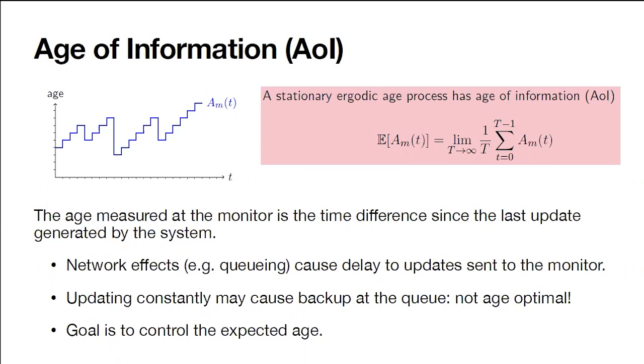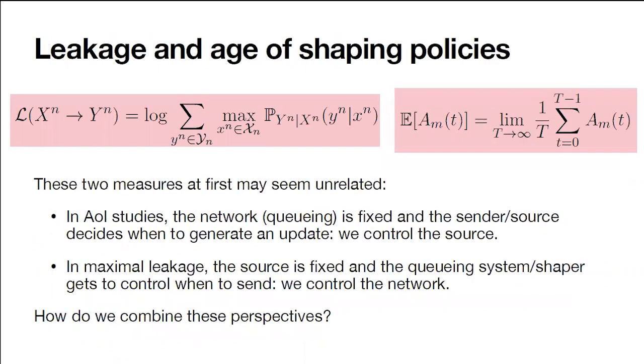And so the goal is to control the expected age, and we're looking at it in this discrete time process, as opposed to continuous time. These two measures, if you look at them side by side, seem kind of unrelated, because in AoI you're fixing the network. You're saying, what if the network behaves like a queue, for example, and then how do I optimize when I send information in order to control the age?